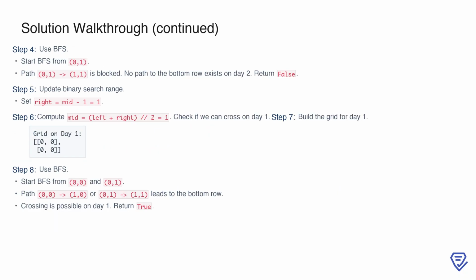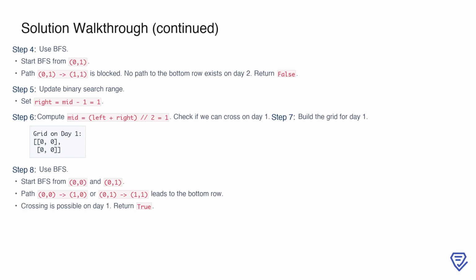In the second example, we work with a smaller 2 by 2 grid. We begin by initializing the binary search range, setting left to 1, right to 4, and answer to 0. The middle point mid is calculated as 2. To check if crossing is possible on day 2, we construct the grid using the first 2 cells from the input.